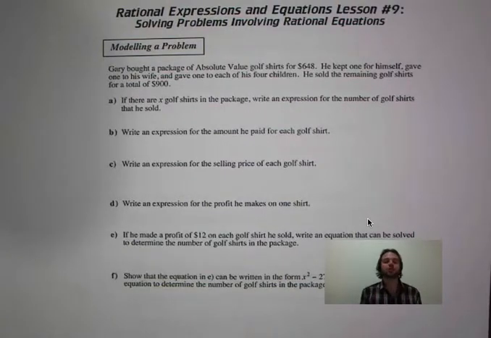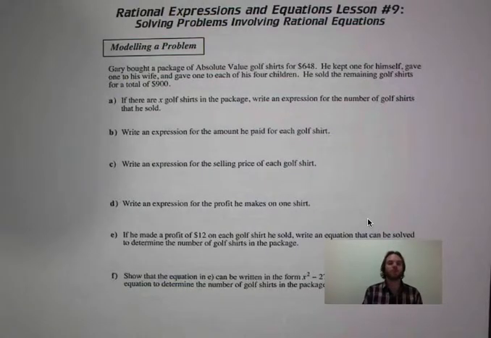Hello Math 30-2 and welcome to your last lesson on rational expressions and equations. In today's lesson we will be using what we learned last lesson on how to solve rational equations and apply that to real world problem situations. Okay, so real life word problems.